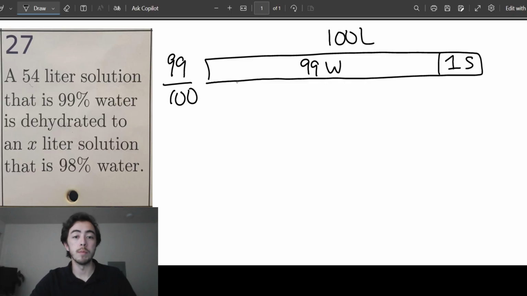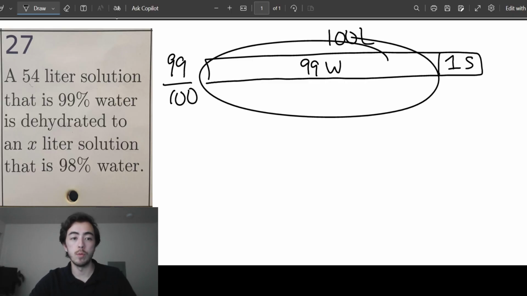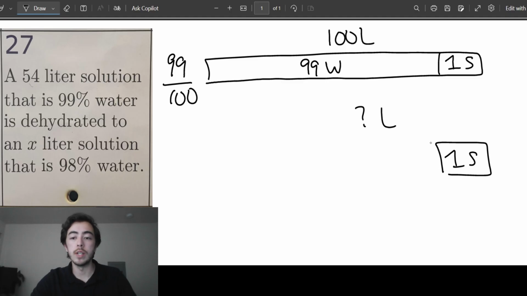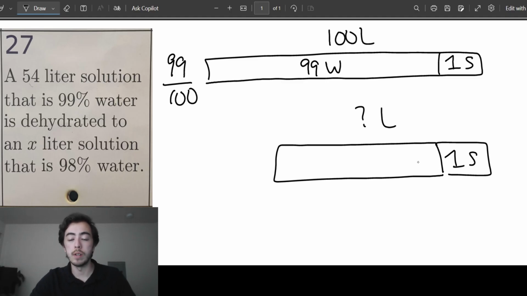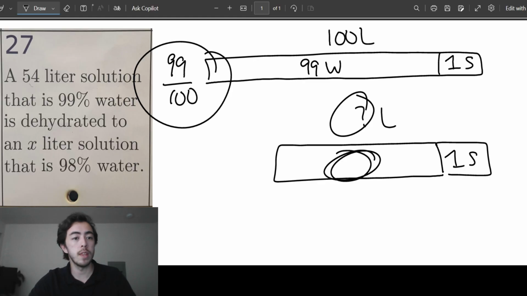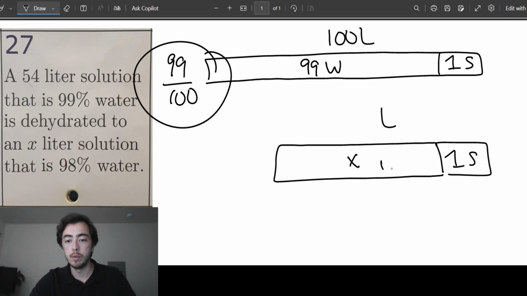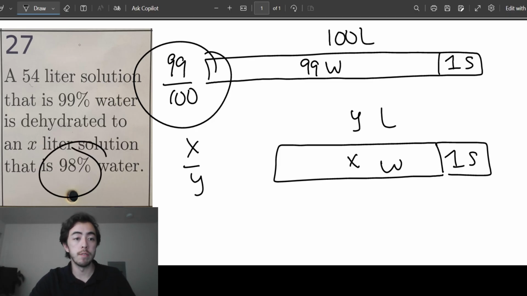So when we dehydrate something, that just knocks down this water amount, and it leaves our 1 part of salt the same. And so we're just figuring out how many liters do I need on top so that my ratio turns into 98%. And this ratio we got from getting this number right here and dividing it by that number right there. And so for starters, I could just put X liters of water and Y liters of water total. And so X over Y is where we're going to find this percentage. So I could set this equal to 98%.